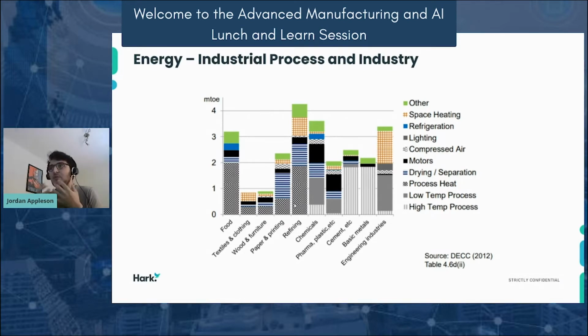There's compression, so compressed air, and all the way over to other engineering industries where you've got low temperature processes, high temperature processes like basic metals, cement. All of this is powered by these industrial assets, right? And that goes into this process. If you look at it, you've got refrigeration, lighting, compressed air, motors, separation, different types of processes. And ultimately, these are controlled and powered by assets that we connect to.